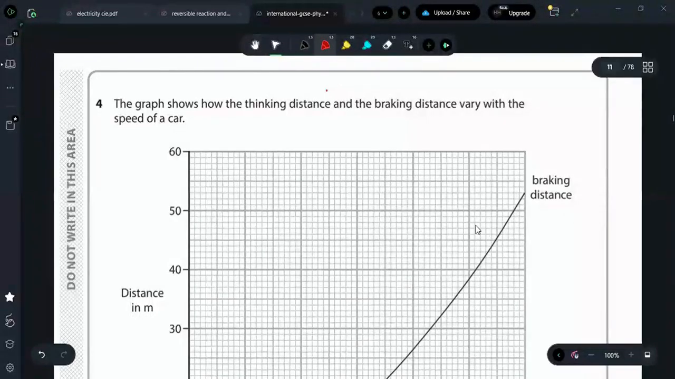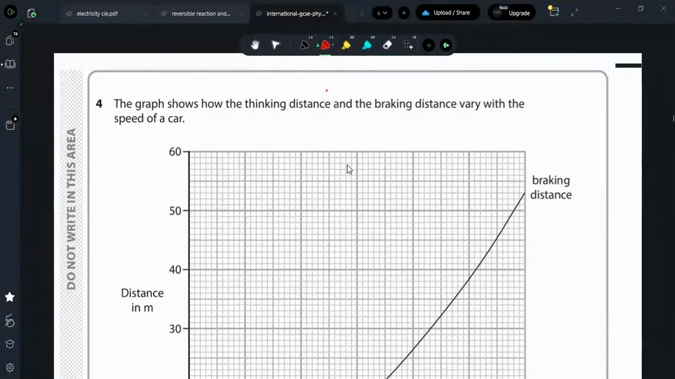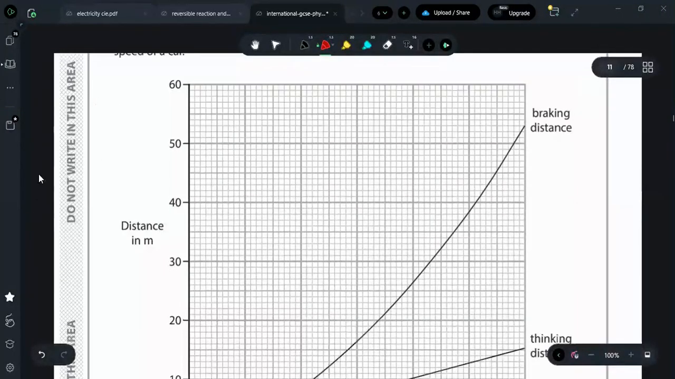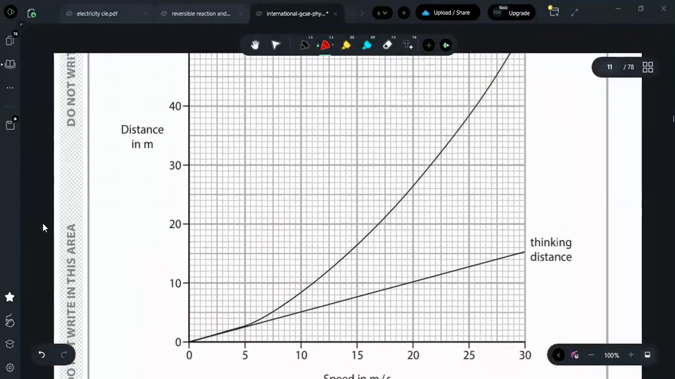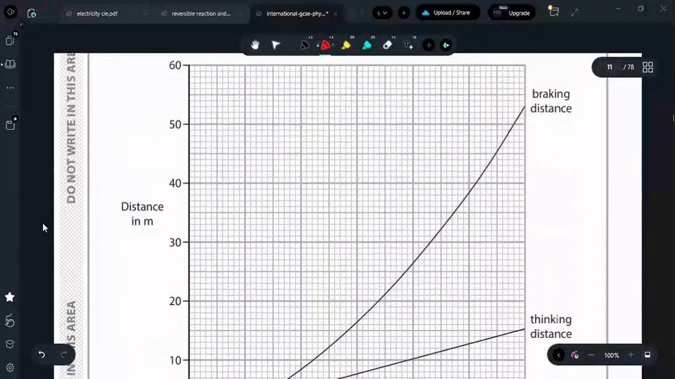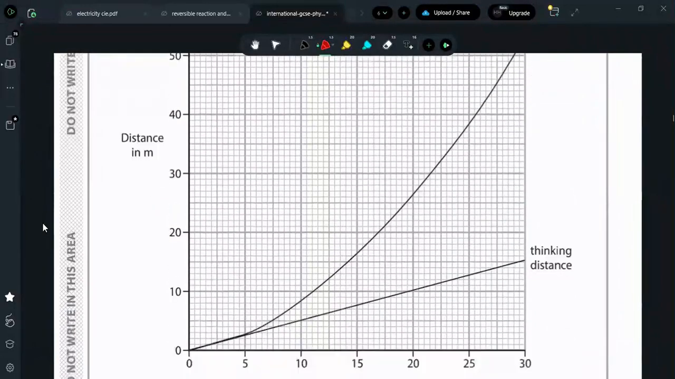So we will be solving question 4 today. Question 4 says the graph shows how the thinking distance and the braking distance vary with the speed of a car. So we have a graph of distance against speed that is showing me distance, thinking distance and braking distance.